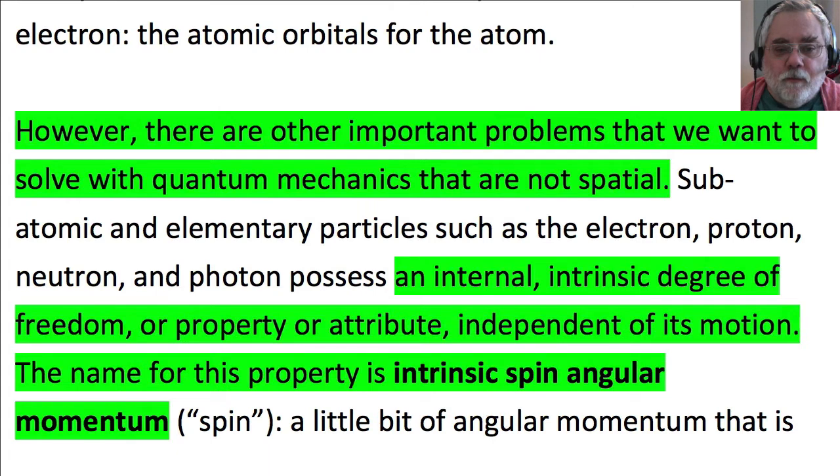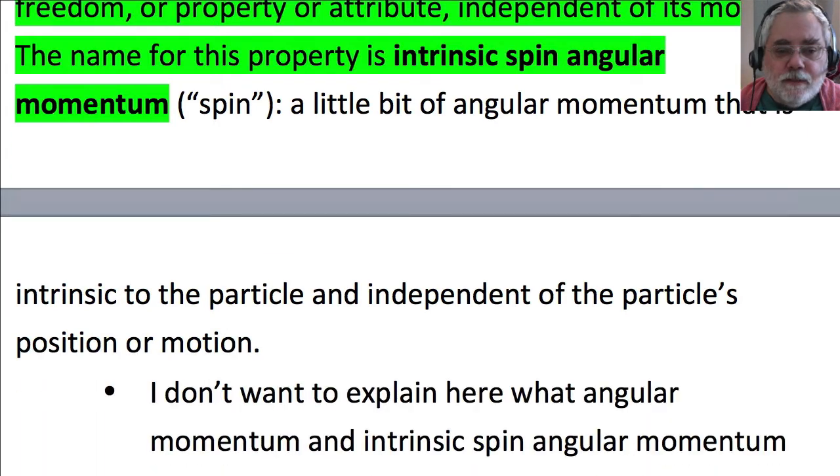However, there are other important problems that we want to solve with quantum mechanics that are not spatial. Subatomic and elementary particles, such as the electron, proton, neutron, and photon, possess an internal, intrinsic degree of freedom, or property or attribute, independent of its motion. The name for this property is intrinsic spin angular momentum, or spin.